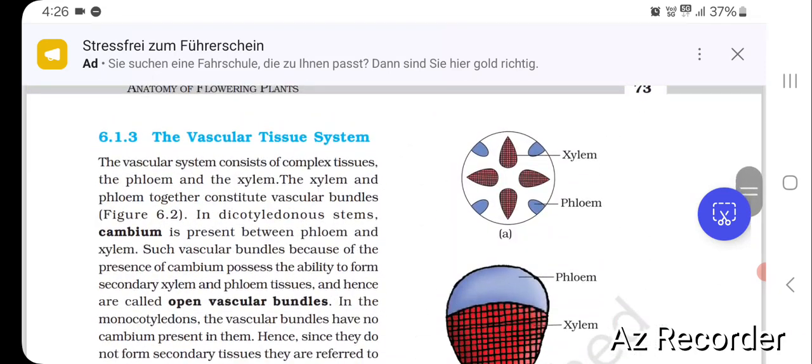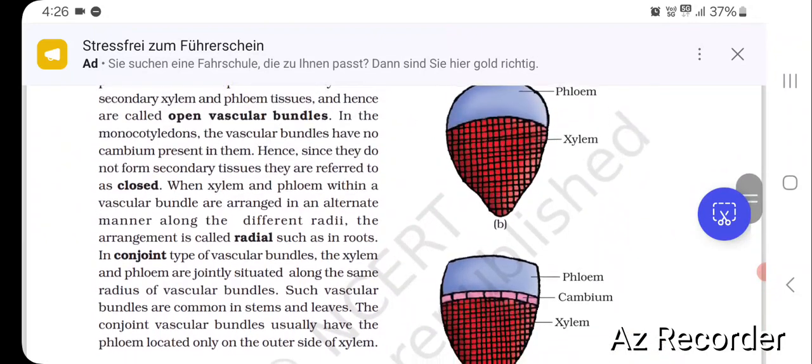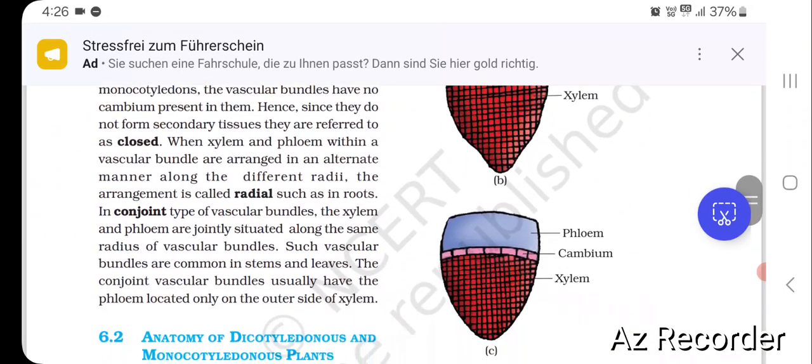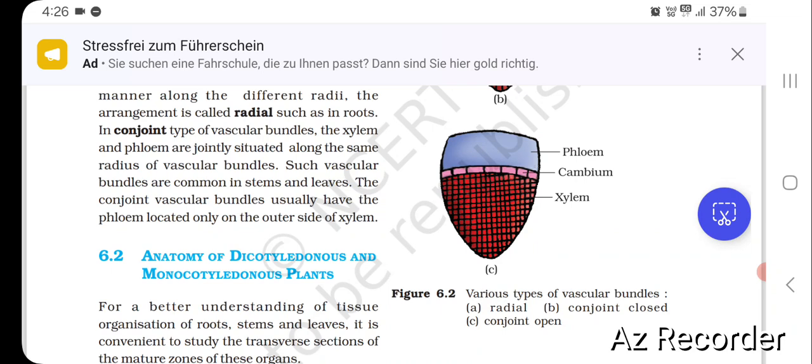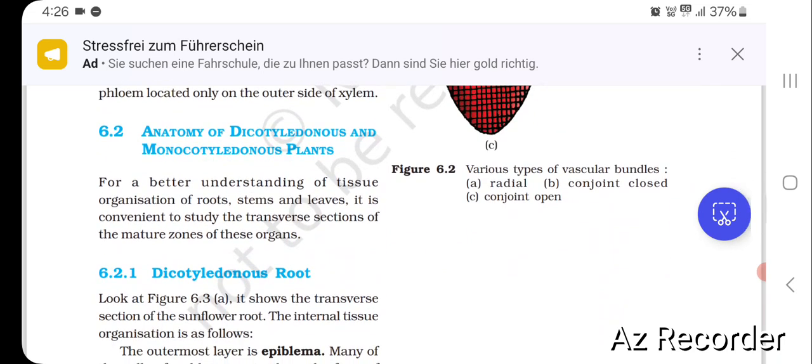The first one, A, is radial, having the xylem and phloem. This is conjoined closed, B1, phloem xylem, and the last one is conjoined open: phloem, then cambium, then xylem. Anatomy of dicotyledonous plants and monocotyledonous plants.